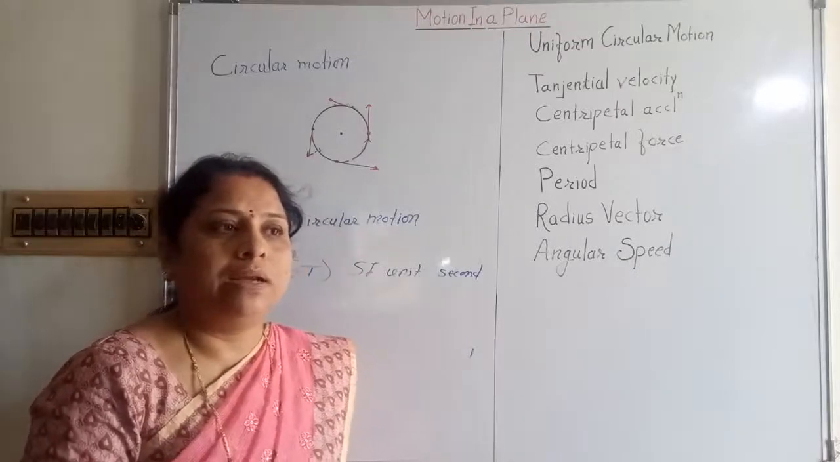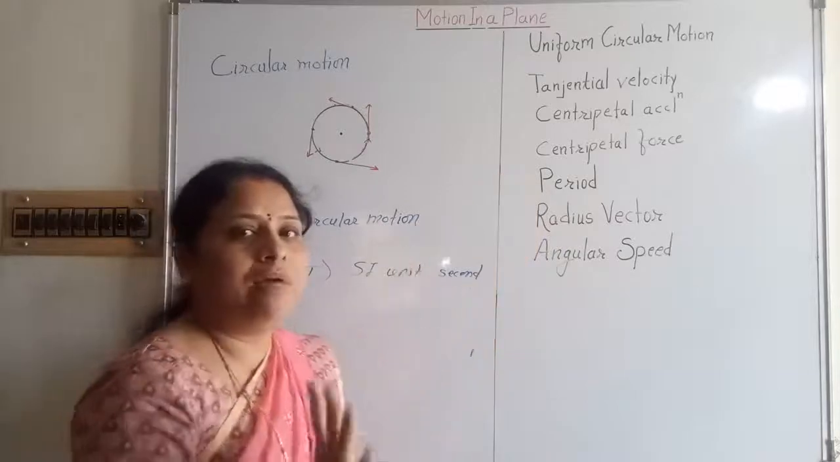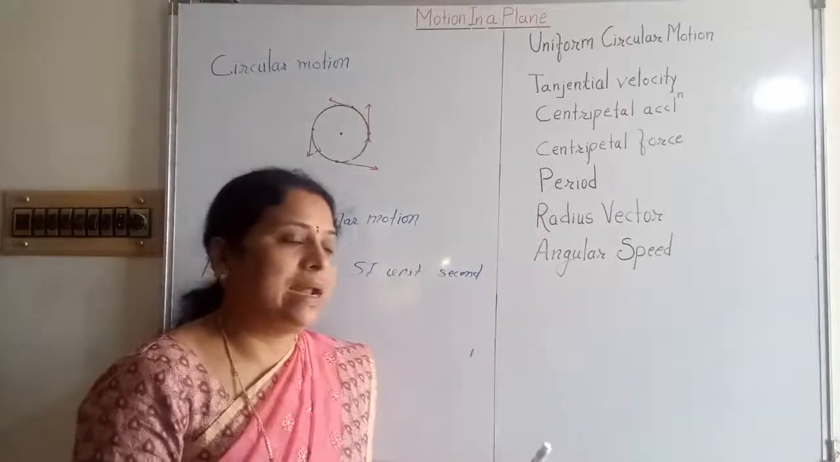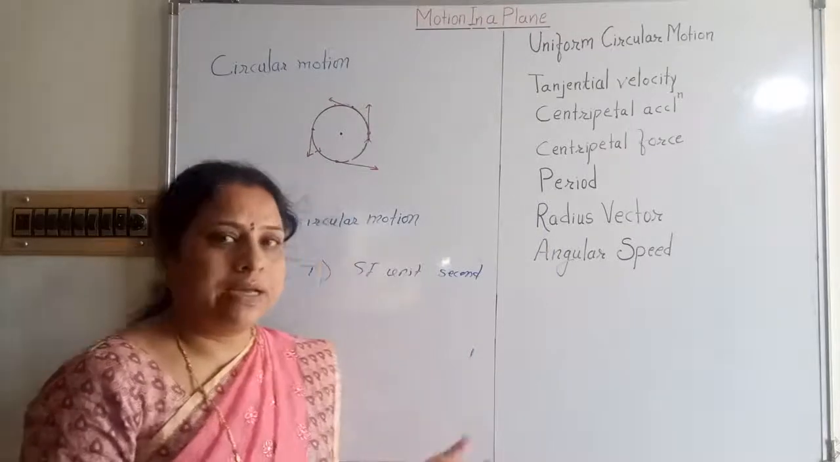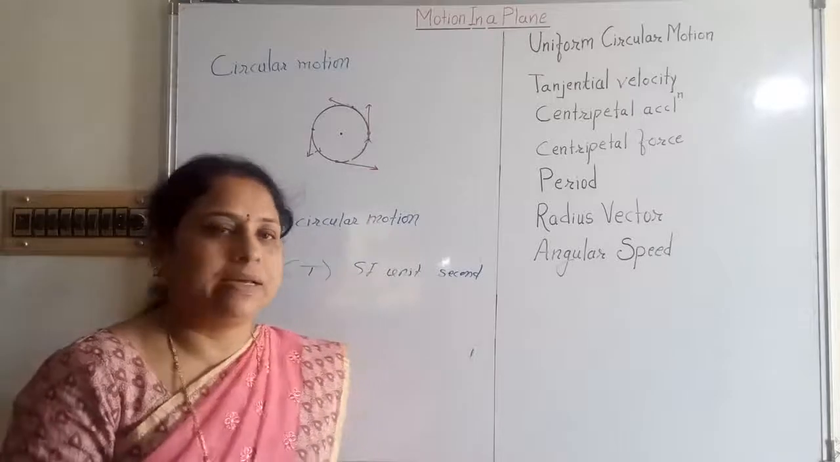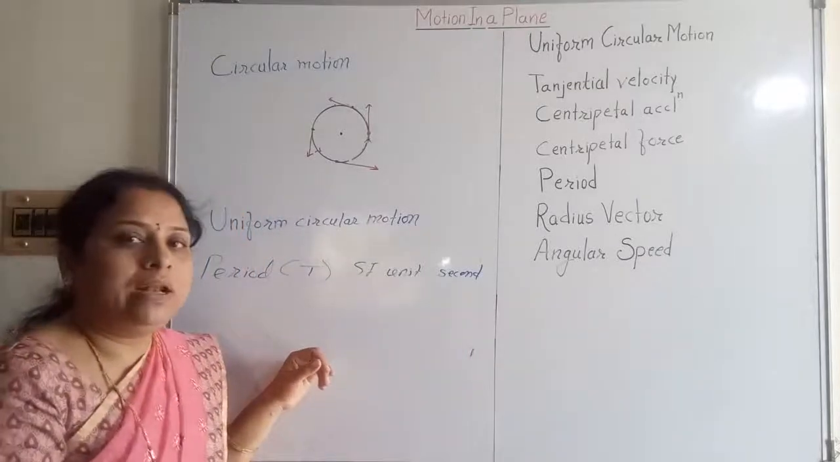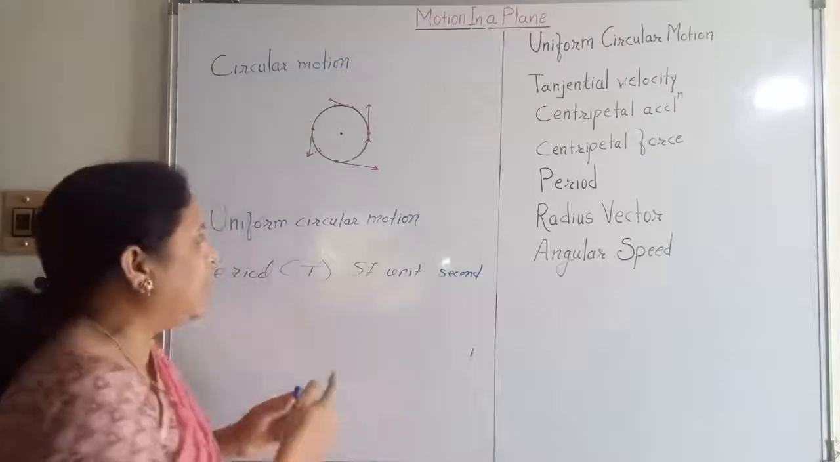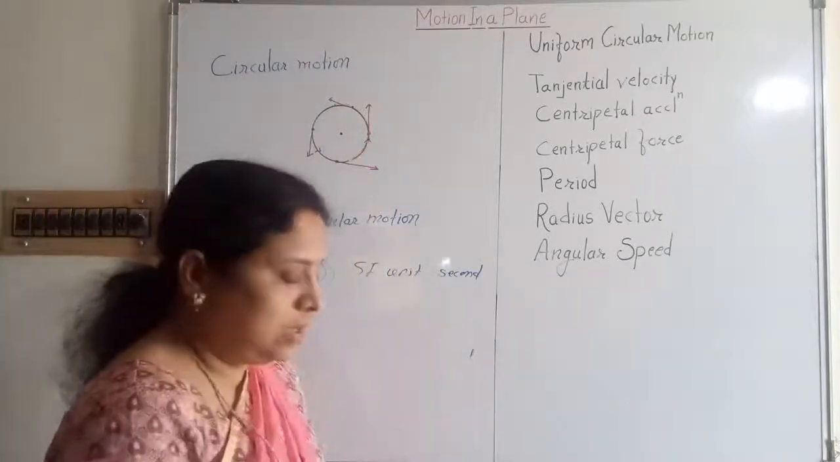The hour hand performs one complete revolution in 12 hours, so we can call that the period of the hour hand. For the second hand also, we can say 60 seconds is the period of the second hand. So when an object moves in a circular motion, the time taken by it to complete one revolution is called the period of the object.